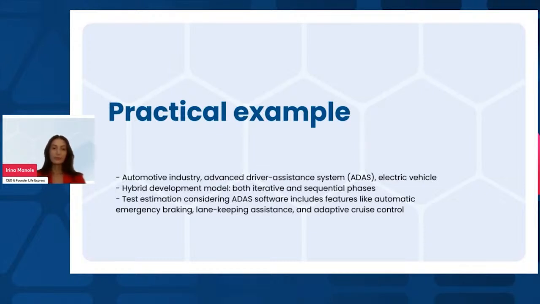The first step would be estimating activities. First, the test levels need to be identified, such as unit testing, integration testing, system testing, and acceptance testing. Next, we will break down the testing tasks. For example, under system testing, we might have tasks like test lane keeping assistance and test adaptive cruise control.